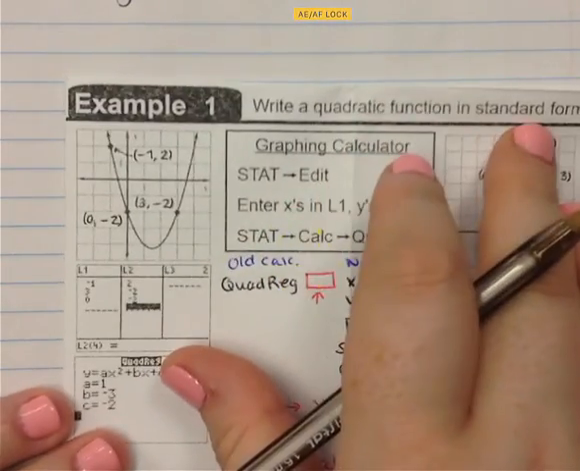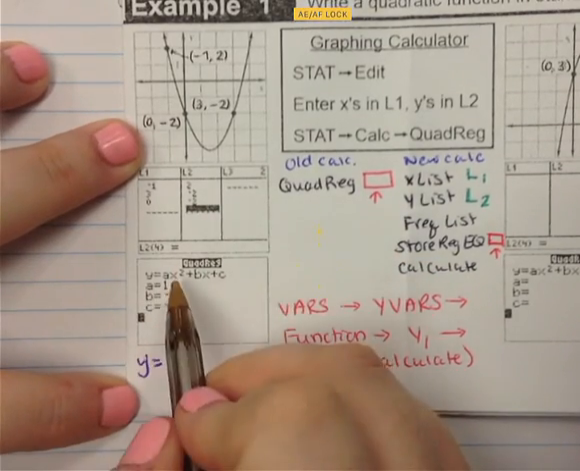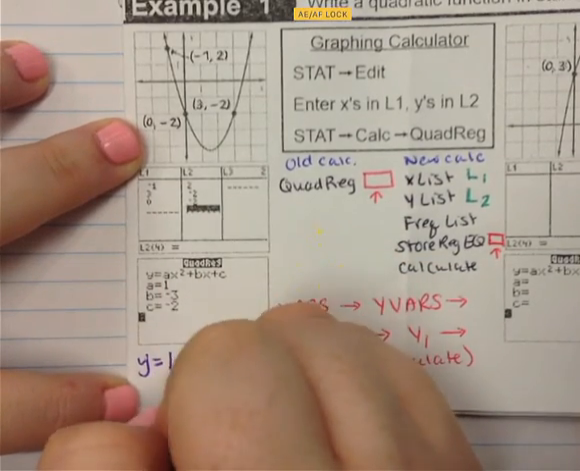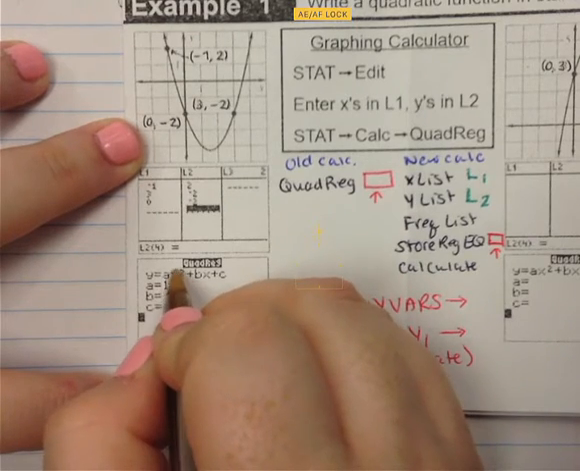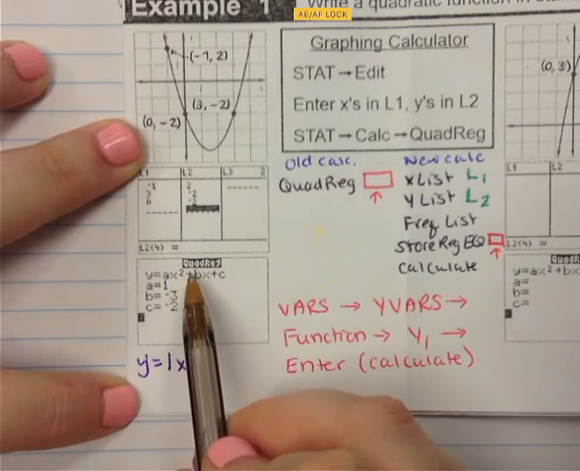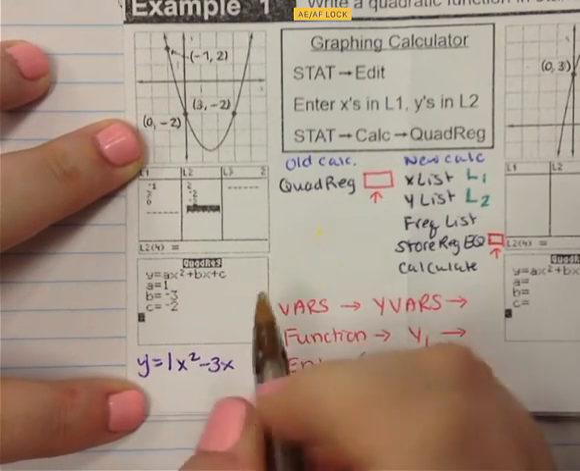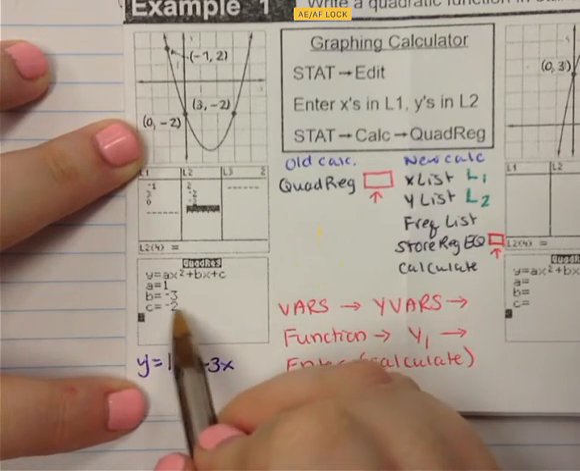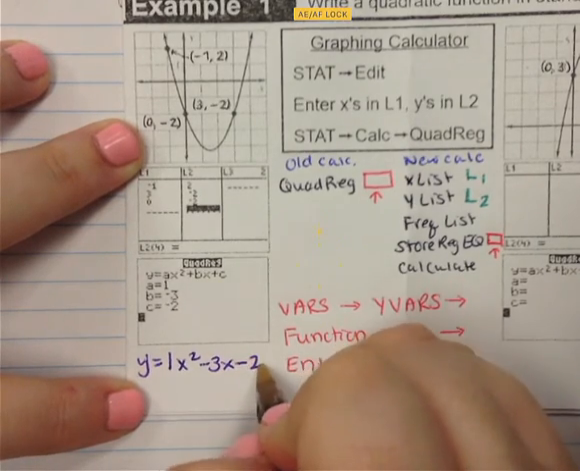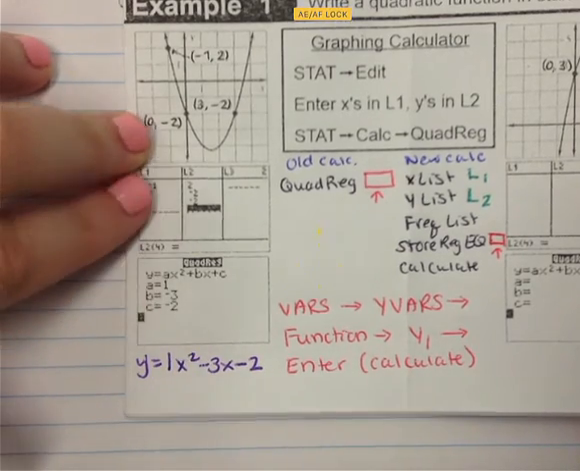So our answer here, write a quadratic function in standard form for this graph. Our quadratic function is y equals, our a is 1, so it's 1x squared, because I'm just plugging in the a value, but I'm keeping the x squared. And then it's plus bx. Now our b is -3, so it's really minus 3x. And then plus c, our c is -2, so it's -2. This is the equation for this graph.